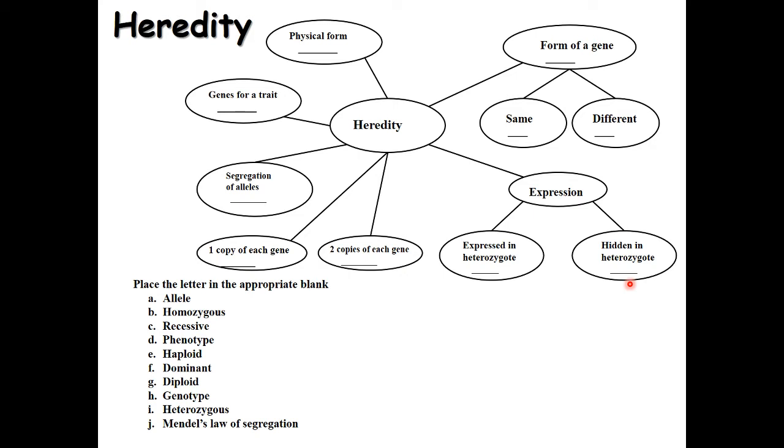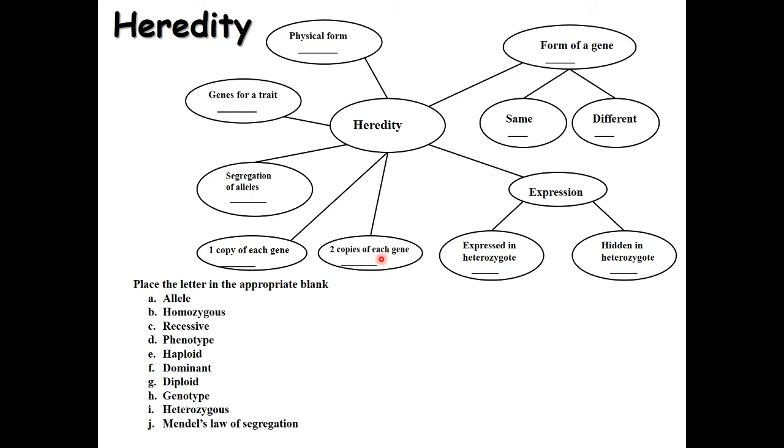Okay, let's look at what you guys have. Physical form is supposed to be what? Phenotype, right? Physical characteristic, this is supposed to be a phenotype. Genes for a trait, you got it right, which is genotype. Segregation of alleles, Dahlia got it right, is Mendel's law of segregation. One copy of each gene is haploid. Two copies of each gene is diploid, right?